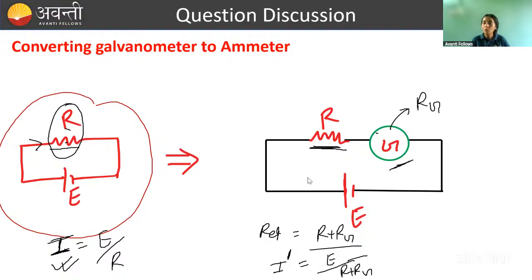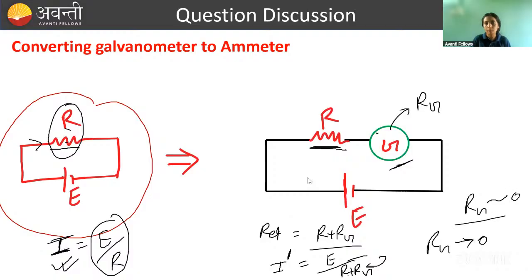Okay? So our purpose was to calculate E by R, but when we connect the galvanometer in the circuit like this, we are going to measure E by R plus RG. So this is a wrong measurement. This galvanometer won't give me the correct reading. There is a mistake happening. Why? Because of the resistance of this device. And if we want to measure E by R, we need to make RG tend to 0, almost equal to 0. So we need to minimize RG.